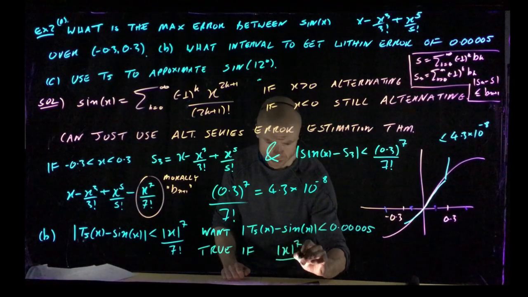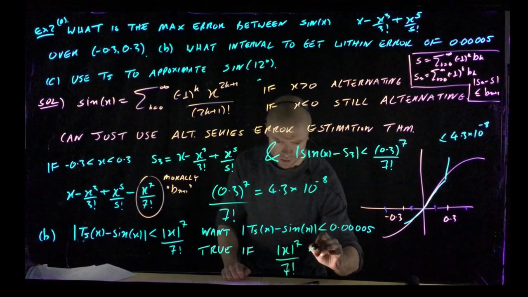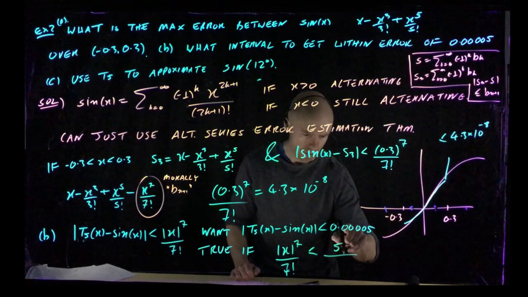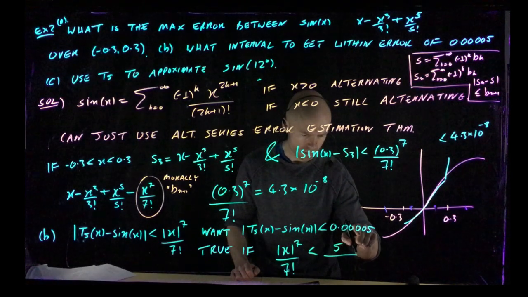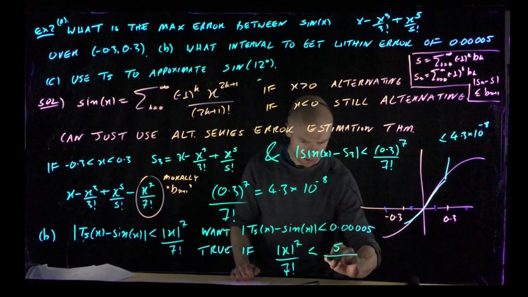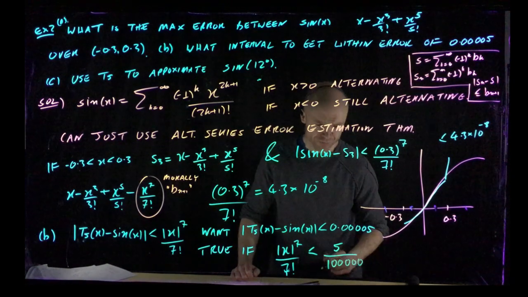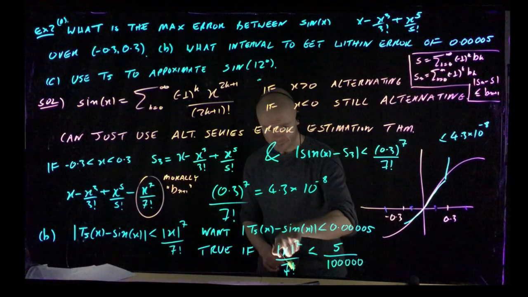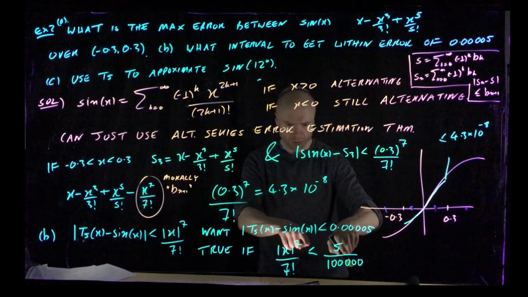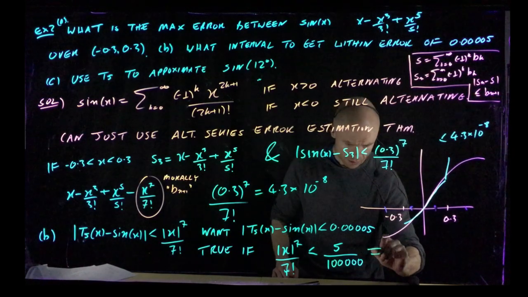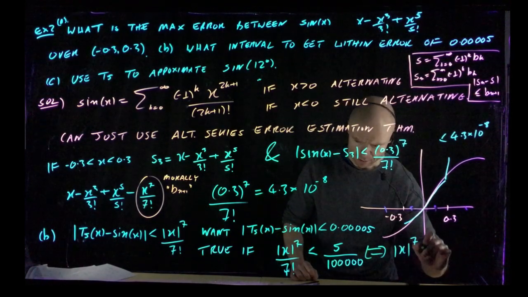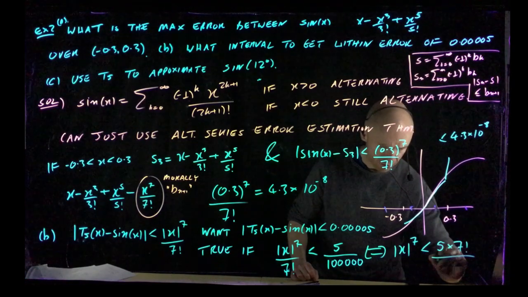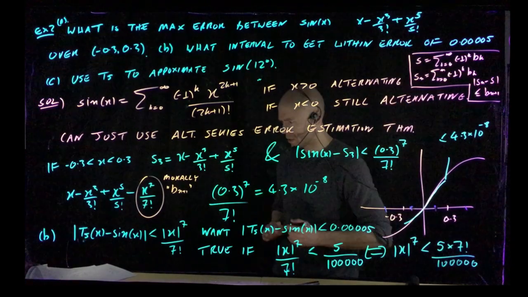True, given this inequality, if we have that mod x to the 7 over 7 factorial is less than, so let's write this as 5 over what? So this is going to be 10, 100, 1,000, 10,000, 100,000. Is that correct? Yep. Okay, so that is what we see. So that's equivalent to having mod x to the power 7 less than 5 times 7 factorial over 100,000.